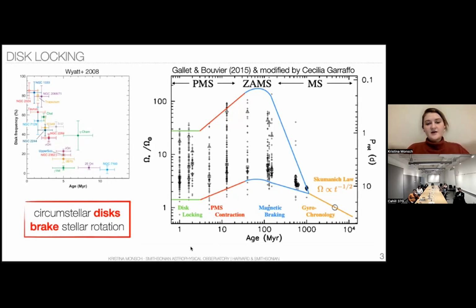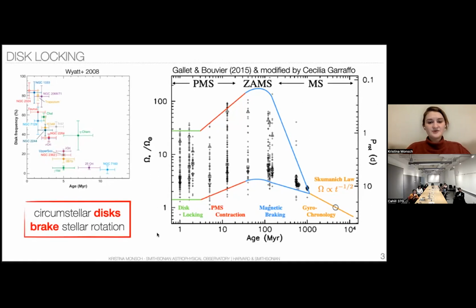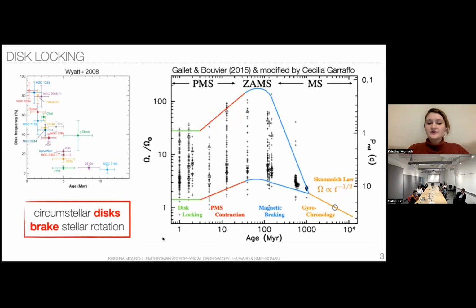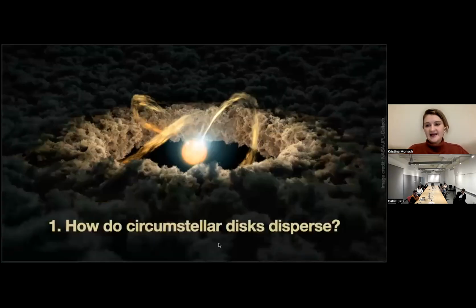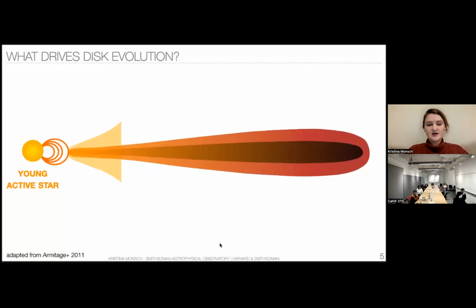So the takeaway from this plot is that circumstellar disks brake stellar rotation, so they keep the stellar rotation more or less constant. And even though, as I said, this is a very short time in the total lifetime of a star, this has some profound impact on the subsequent rotational evolution. So first of all, I want to give you a little introduction on how circumstellar disks disperse. So let's start with a very simple sketch of a young and active pre-main sequence star that is still surrounded by a massive circumstellar disk.